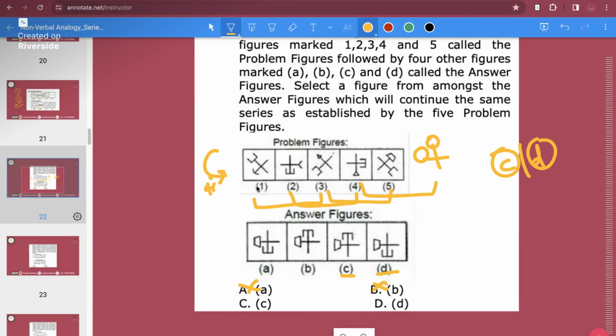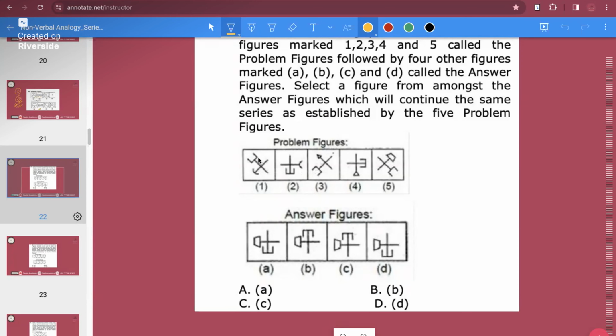And then this is from 1 to 2, right? And from 2 to 3, what is the rotation? 45, 90 degree. No, it is 45 degrees, 90 degree clockwise. Right, 90 degree clockwise it has moved. Can we say like that? And this is anti-clockwise. I'm still not getting.